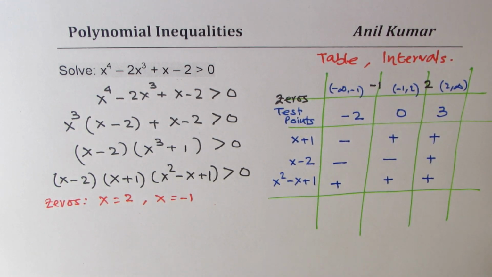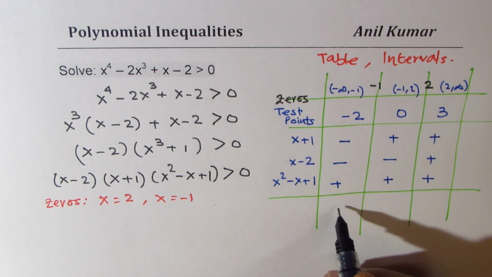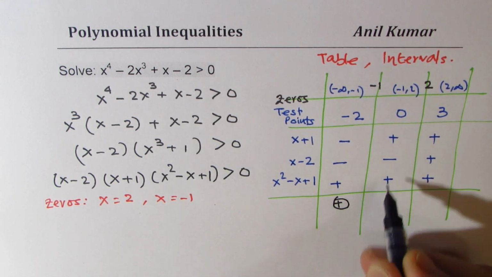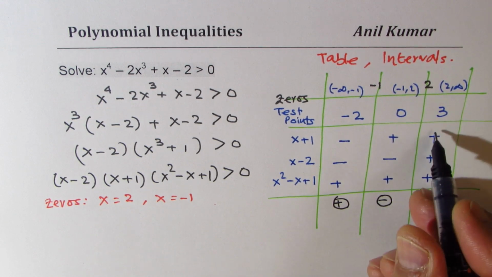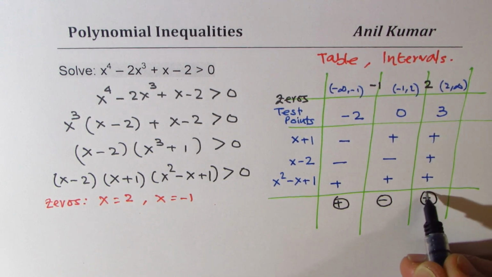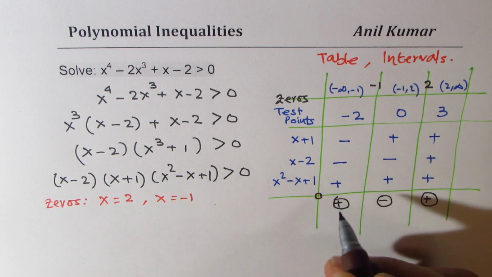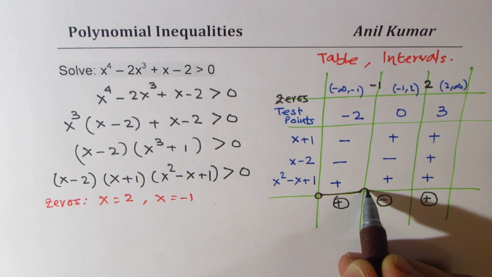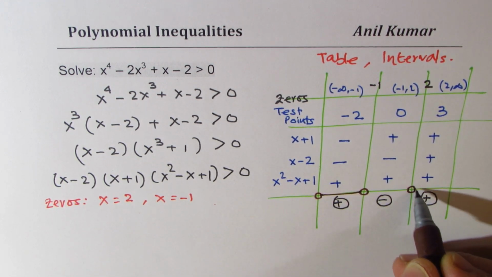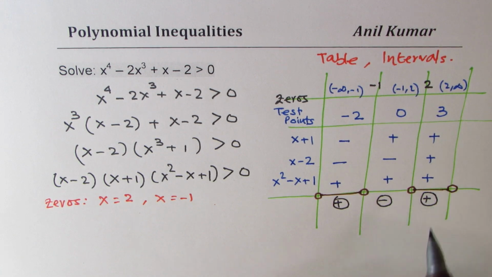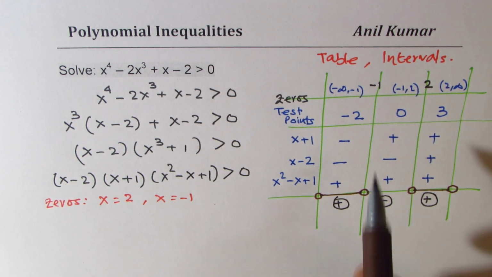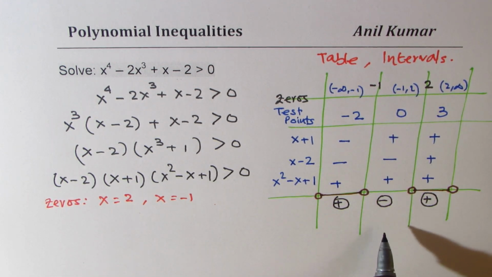But when you multiply two negatives, you get a positive. One negative is a negative. All positive is a positive. We are looking for greater than 0. That means we are looking for a solution which is positive. So in our case, the solution is right there. Zeros are not included. Do you see that? Zeros are not included. So that is the interval method using table.